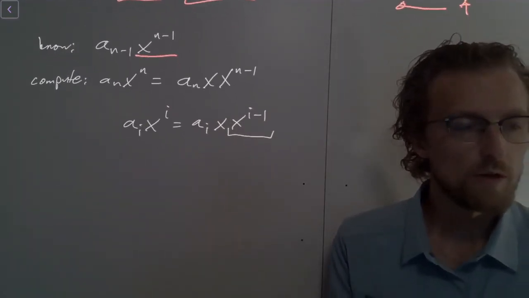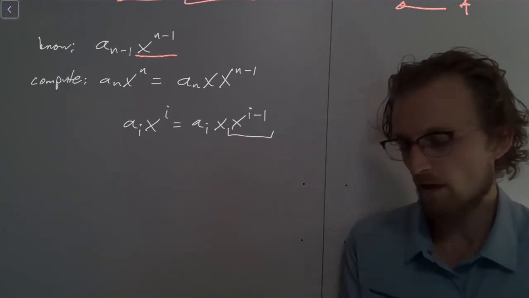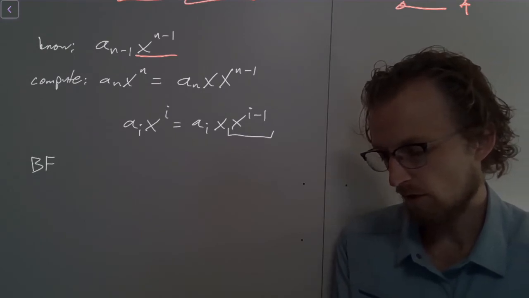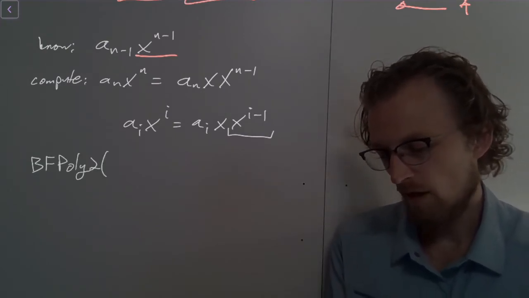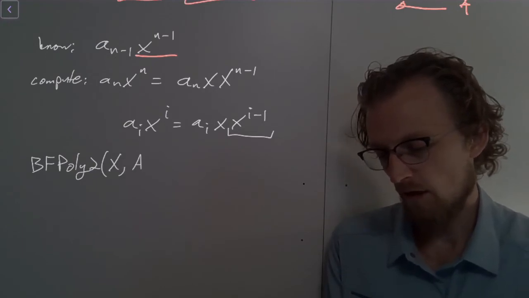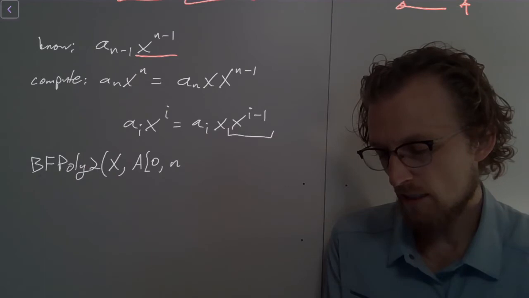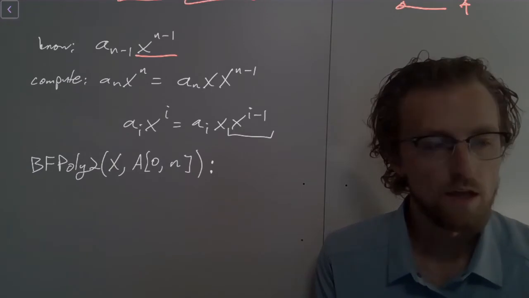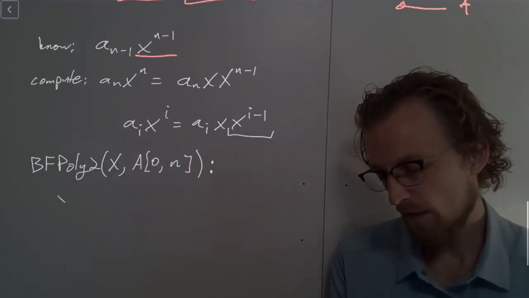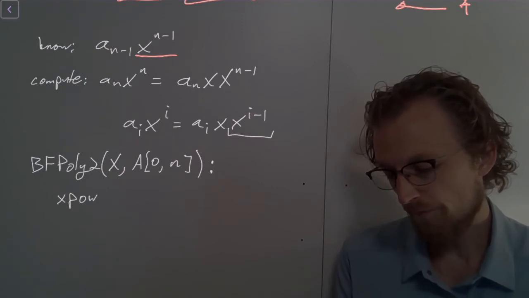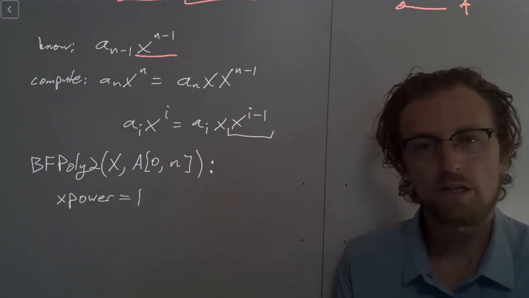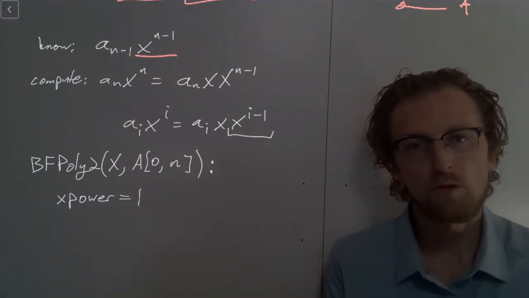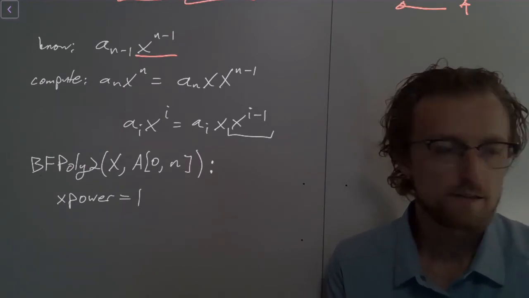So I'm going to call this one BF polynomial 2, right? Because now this is a second brute force themed polynomial evaluation algorithm. So BF poly 2 has the same exact arguments. x is the point we're evaluating at. A is the array of coefficients. So we're not giving it any more or less information. But now we're going to do this in a different way. So let me define x power, and I'll initialize this as 1. This is the variable where we will store the previous power of x.